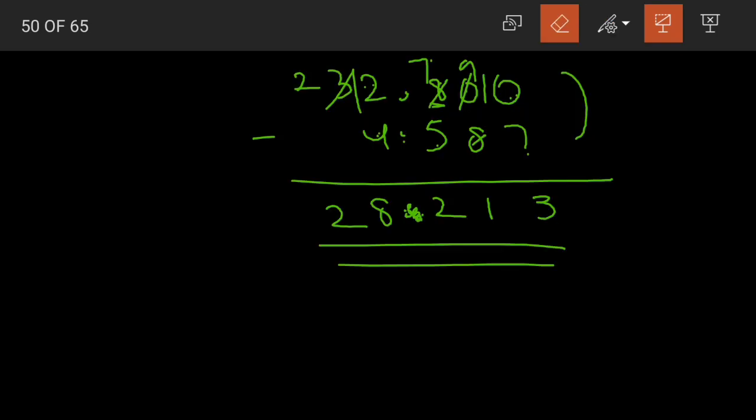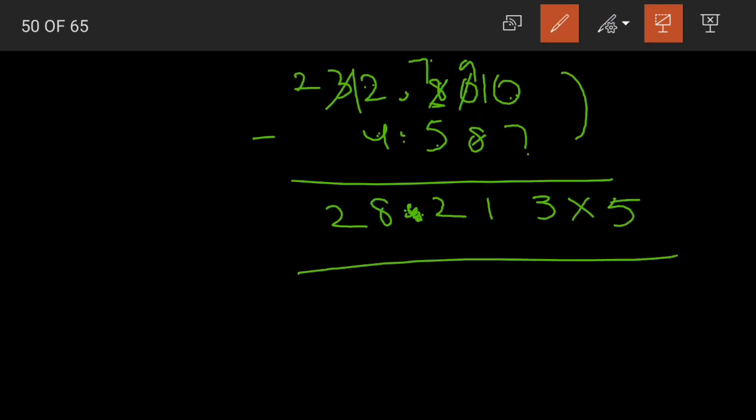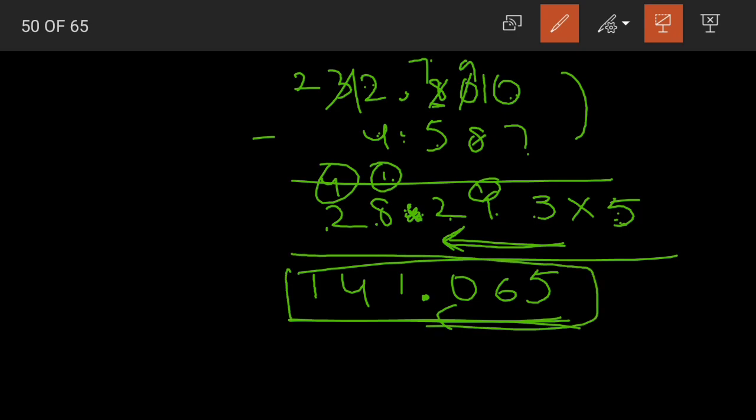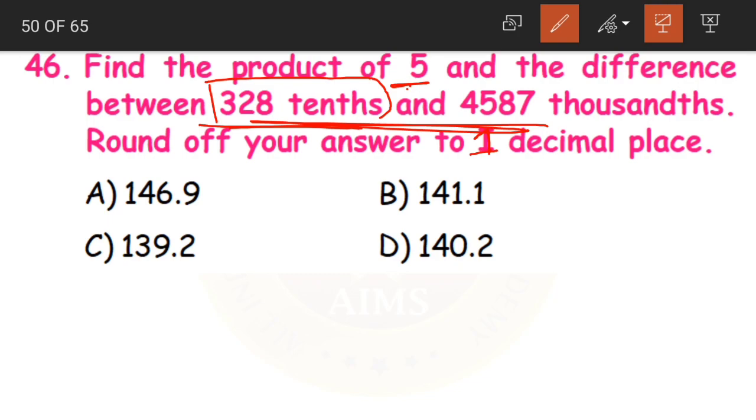Now what should we do with the difference? We should multiply it with 5. We have to find out the product of 5 and the difference. That means we have to multiply. 5 3s are 15. 5 1s are 5 plus 1 6. 5 2s are 10, 1 carried. 5 8s are 40 plus 1 41. 5 2s are 10 plus 4 14. Now what about the decimal point? We had 3 decimal places. So even in the product, we'll place the point after 3 digits from the right. 141.065 is our answer.